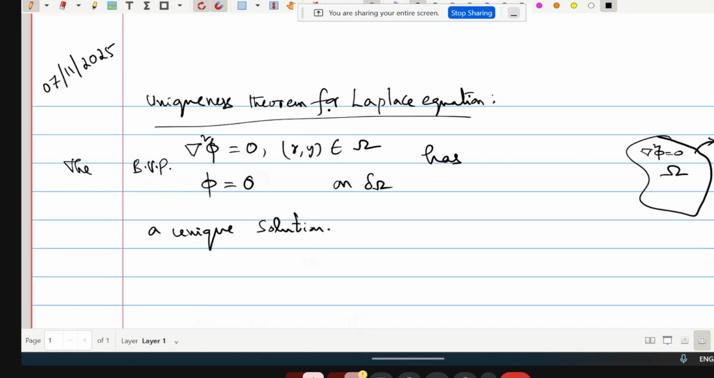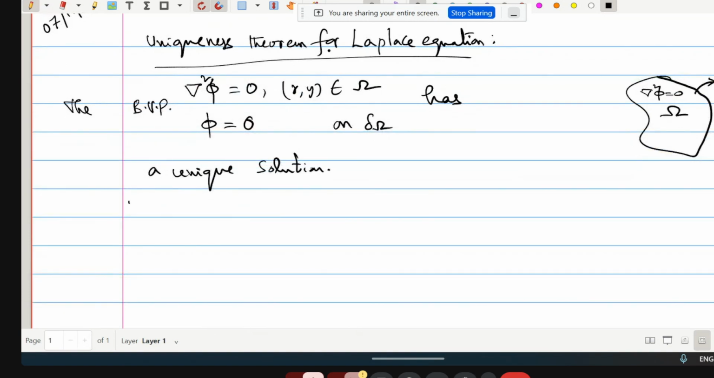So how do we show this one? Let's give the proof. It's a simple proof. We consider the Gauss divergence theorem. What is the divergence theorem? You'll have an integral over. Okay, see what we do. Divergence theorem.